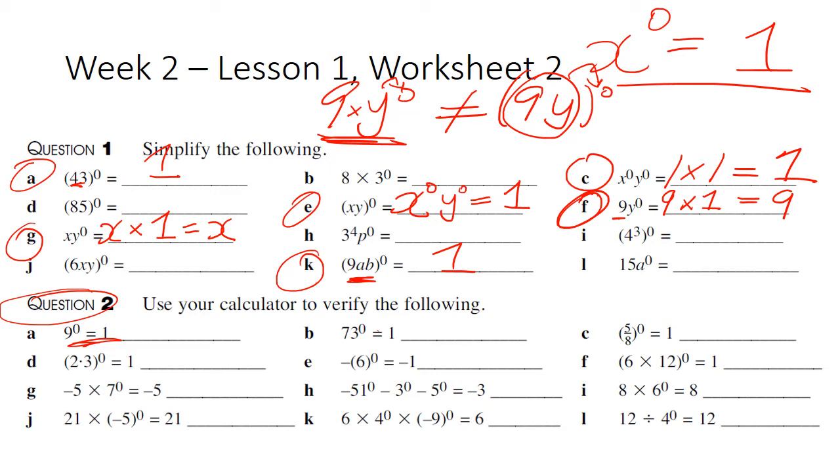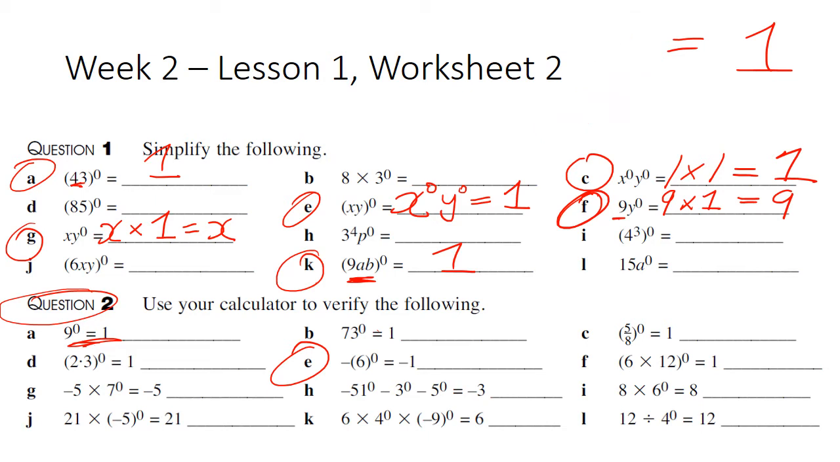I want to look at E. Let's look at E. Negative (6 to the power of 0). Why does that equal negative 1? I want you to have a think about E. I'm going to work on the top. I'm just going to rub out the stuff from before. Negative 6. But negative (6) to the power of 0, what does that equal?